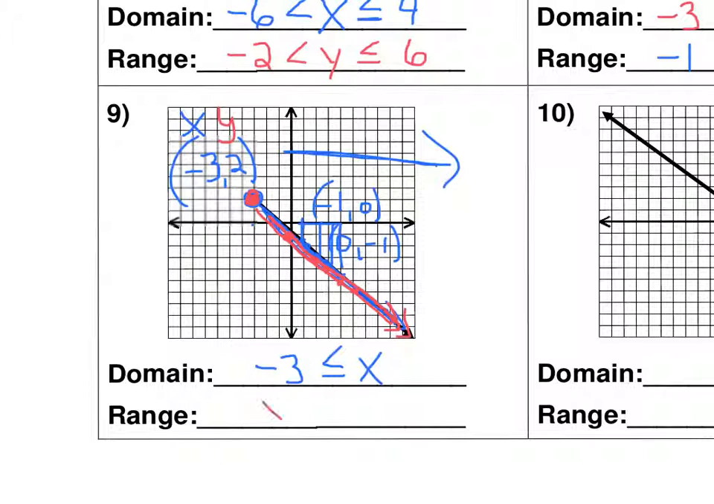So that means the y's are less than or equal to 2, because this is the highest that the y is. So y is going to be less than or equal to 2, because as you go down, the y's will get smaller on the ordered pairs that exist on that line. Let's do the last one.